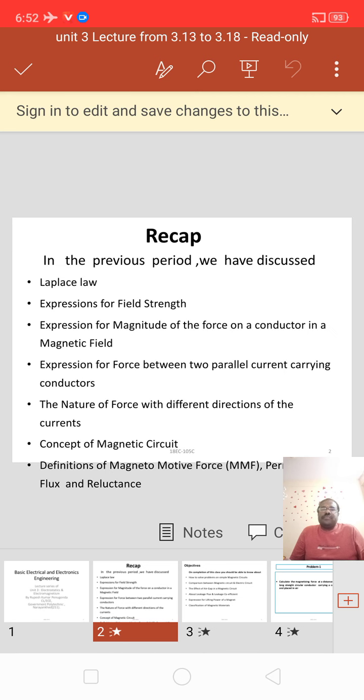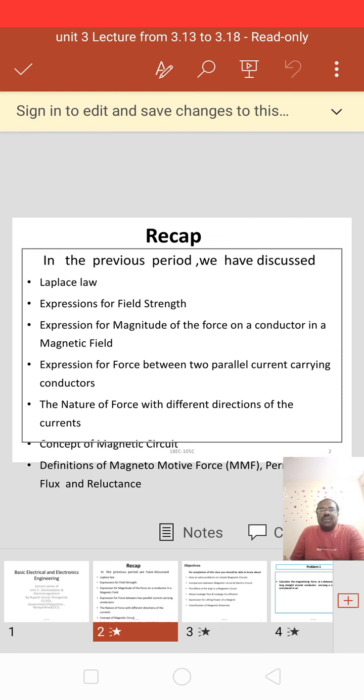In the previous period we have discussed the statement for Laplace law, expression for field strength, expression for magnitude of the force on a conductor in a magnetic field, expression for force between two parallel current carrying conductors, the nature of force with different directions of the currents, concept of magnetic circuit, definitions of magnetomotive force, permeability, flux, and reluctance. These are the various concepts which we learned in our previous period.